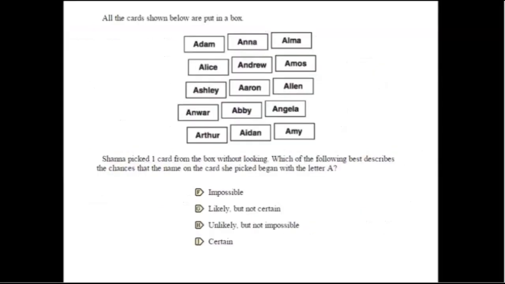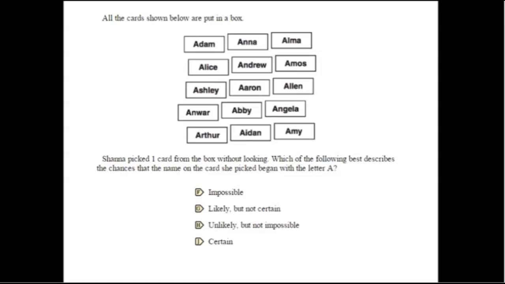Here's a new type of question. Again, let's read the directions carefully. All the cards shown below are put in a box. Sheena picked one card from the box without looking. Which of the following best describes the chances that the name on the card she picks begins with a letter A? Well, if I put all of those cards in a box, I look, and if I first look at all of the cards, every single name starts with A. So what do you think the chances are?